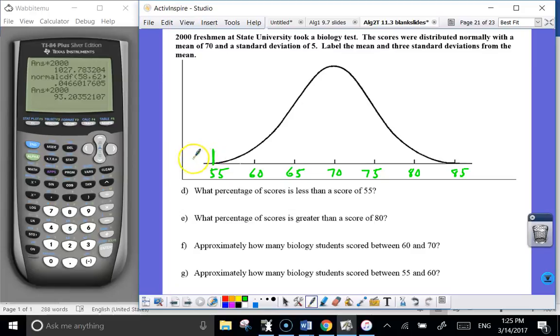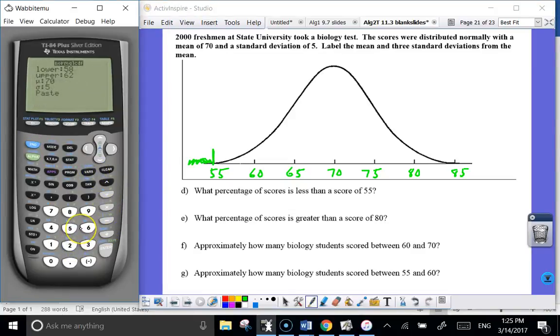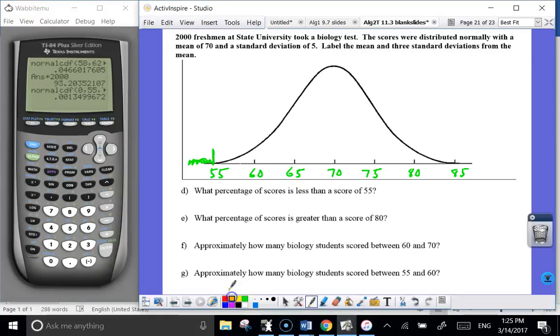This is going to be all the area under the curve to the left of 55. So second vars, 2, and I'll go 0, to 55, 70, and 5. And 0.00134. So as a percent, that would be 0.13%.